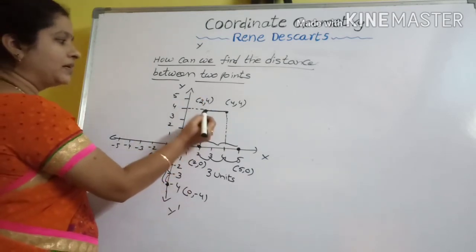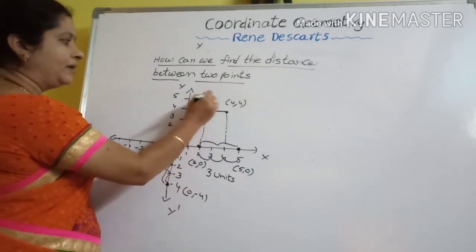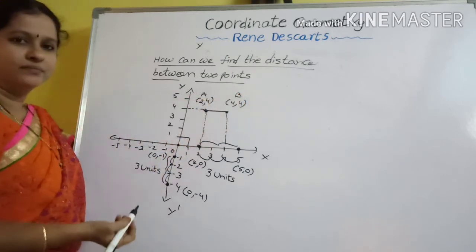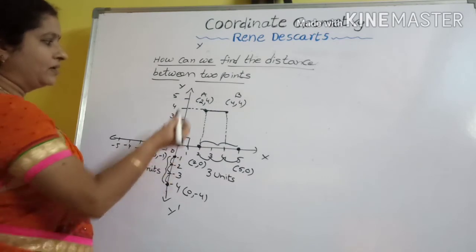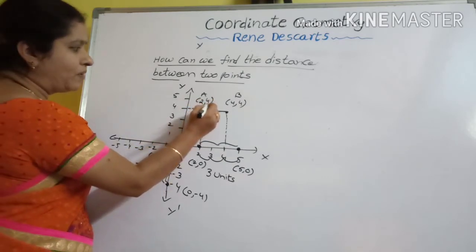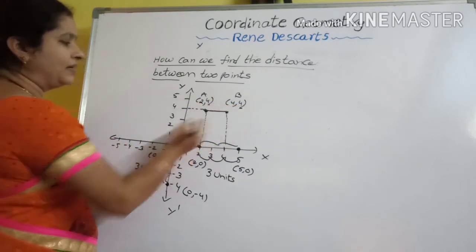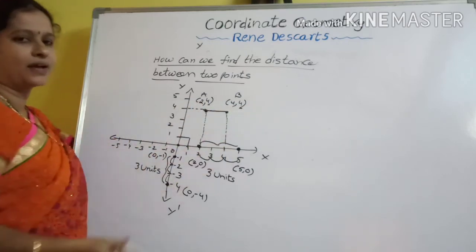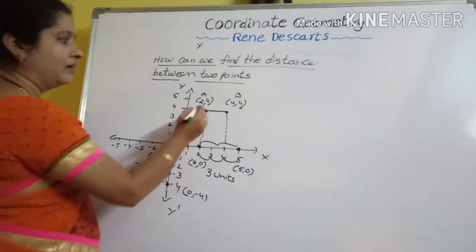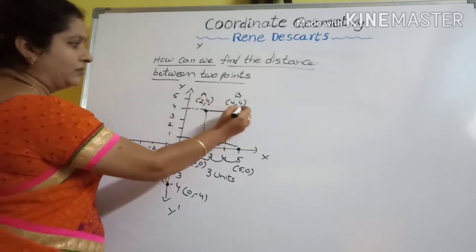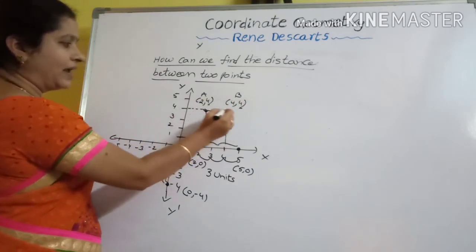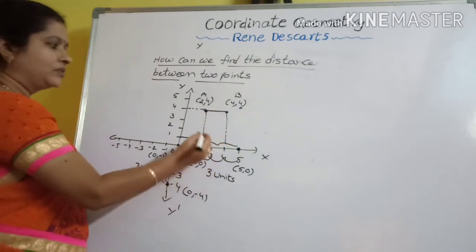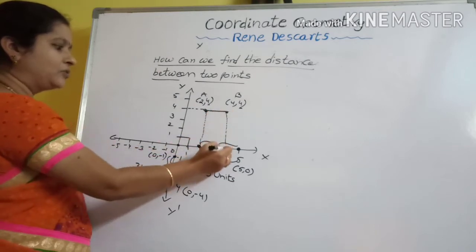Let it be A and let it be B. How much distance from A to B? If in the points the y coordinate values are equal, then the line joining the points must be parallel to x-axis. Already we told that. So how much distance from these 2 points?